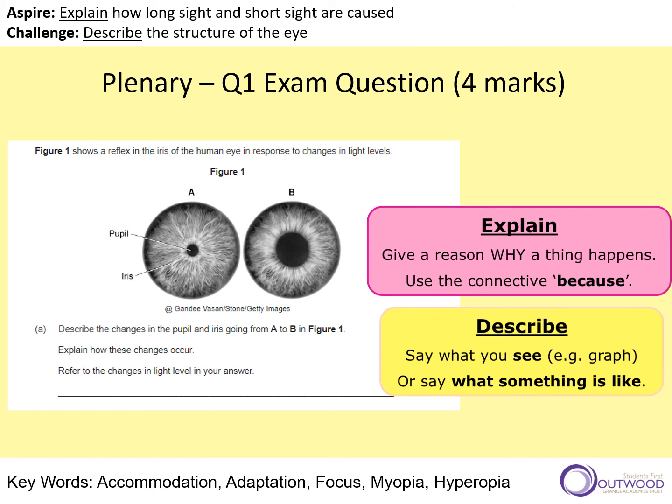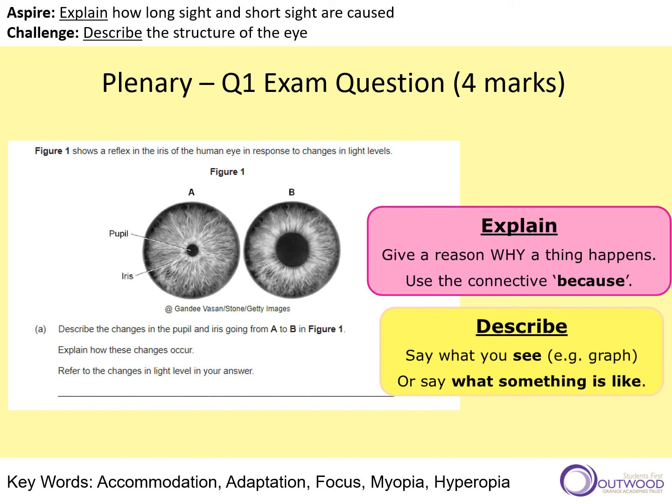What I want us to do now is show you some real exam questions that relate to everything that we've done so far. So, question 1 is worth 4 marks, and you can see that there's an image. Figure 1 shows a reflex in the iris of the human eye in response to changes in light levels, and we spoke about this earlier. So here you've got A and B. You can see that the pupil is labelled and then the iris is labelled.